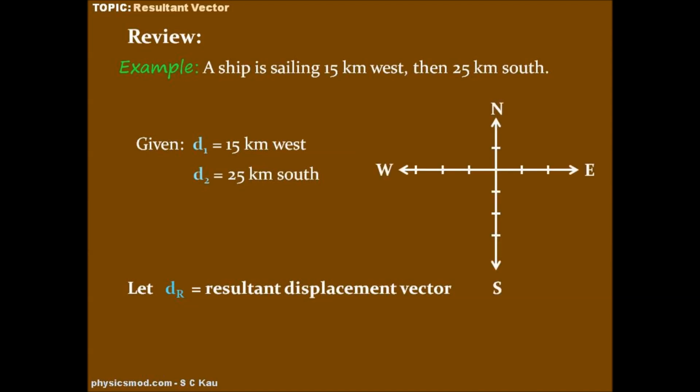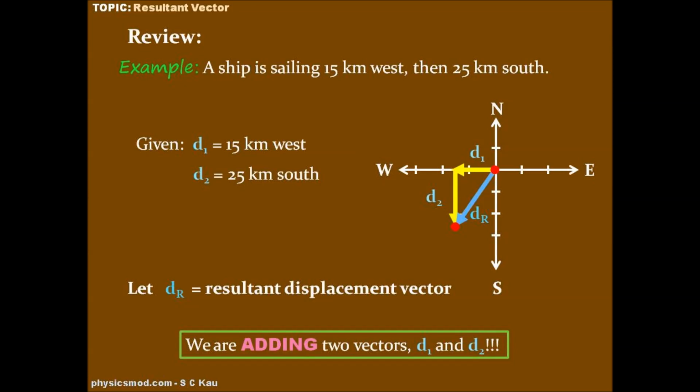To graph, draw the first vector, then connect the other vector on the arrowhead of the first vector. Our resultant vector dr is drawn from the tail of the first vector arrow to the head of the last vector arrow. From this example, we are actually adding two vectors.